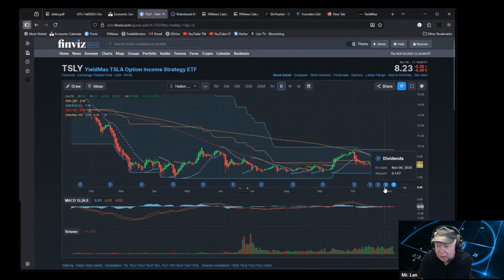I oftentimes like to look back at four of them. The one before was 11 cents, this one is 16 cents, and this one was 19 cents. So you add all those together and divide them by 4, and you're going to get the monthly return, because they're a little bit different each time, right?